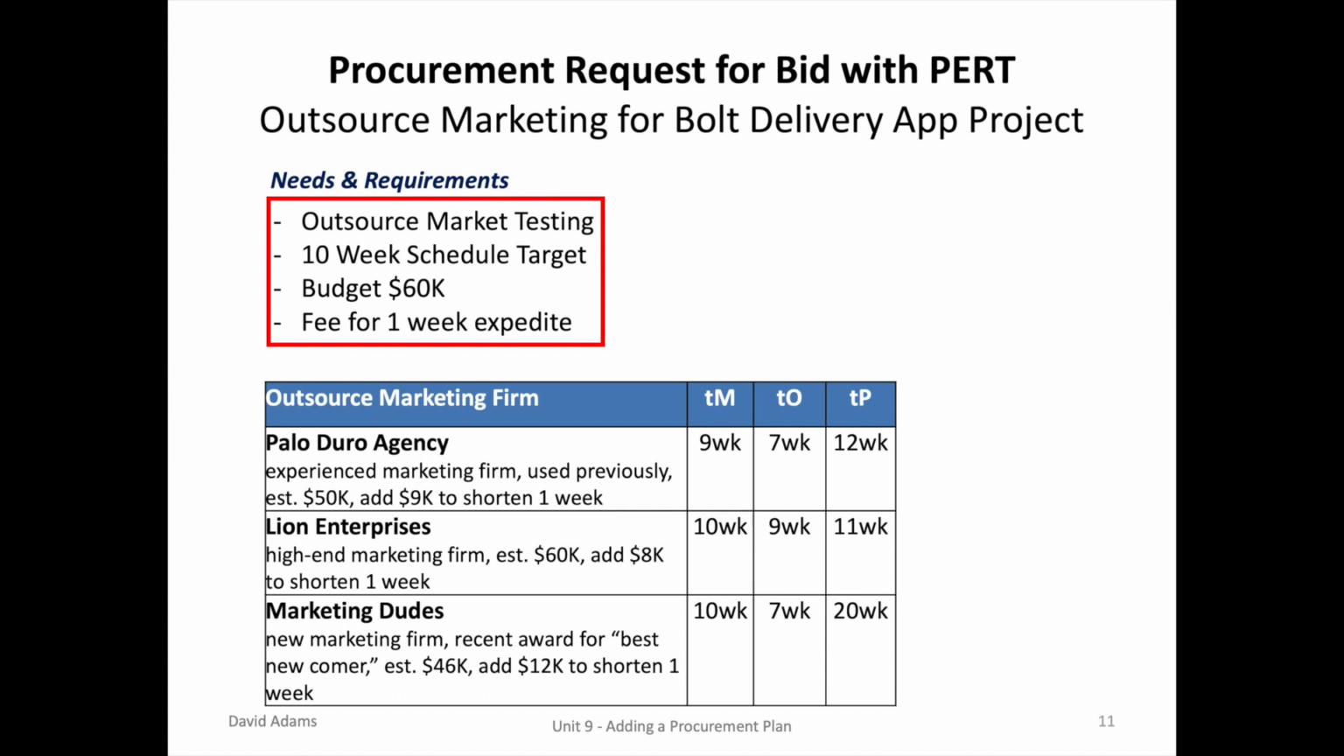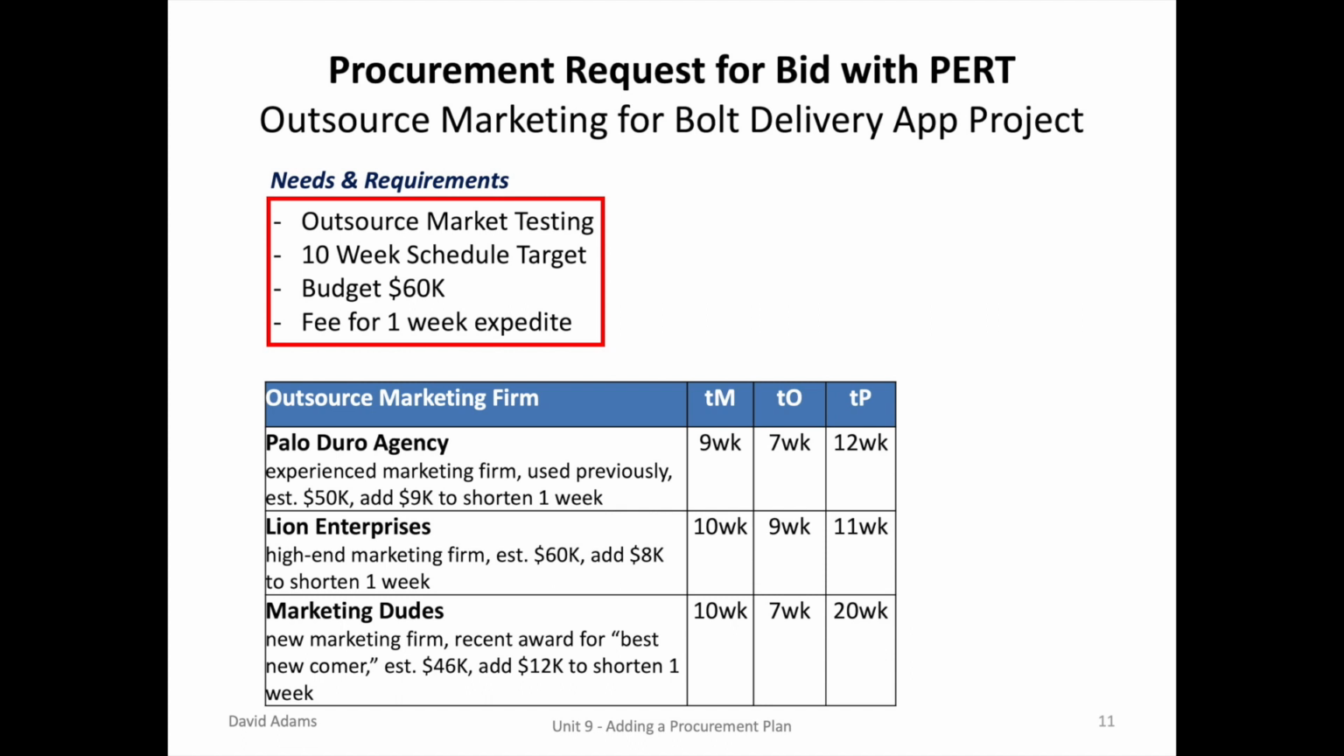The procurement group sends out the outsourced marketing for the bulk delivery app project to the 3 qualified suppliers: Palo Duro Agency, Line Enterprises, and Marketing Dues. The needs and requirements say we've got to outsource the market testing. It's got to be 10 weeks or less to be done. It's got to be $60,000 maximum. But give us a fee if we need 1 week expedite, just in case.